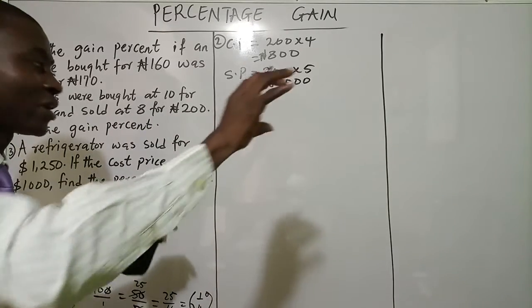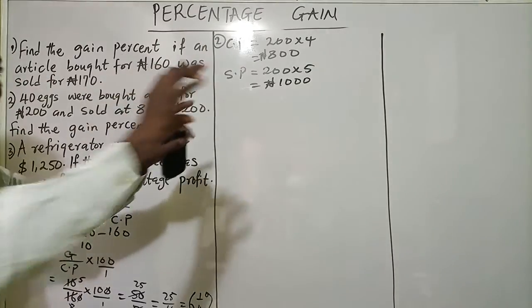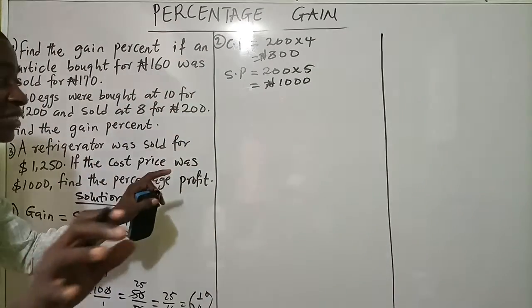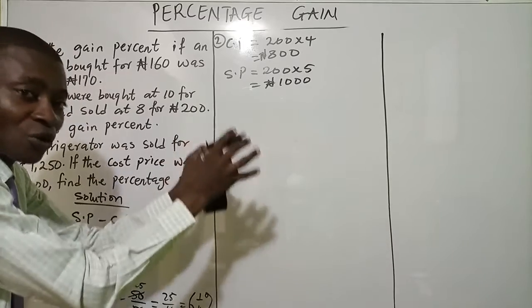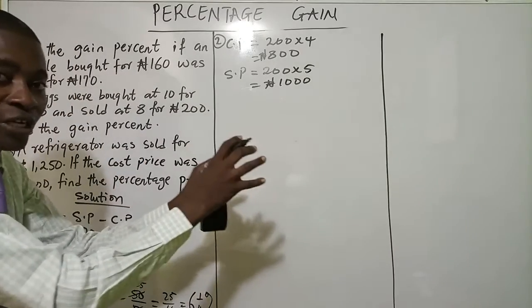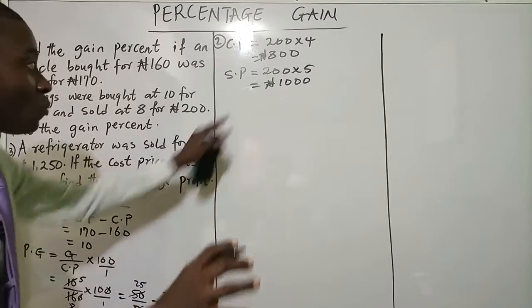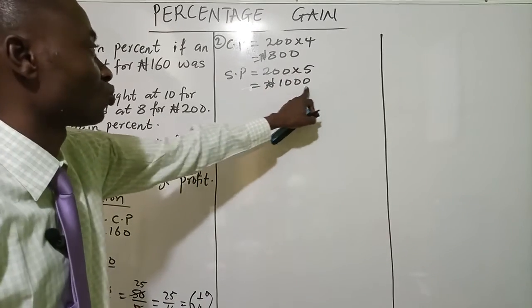If I have 40 eggs, bringing it out, 8, 8, 8, 8, I'll have 8 in one place, 8 in one place, 8 in one place, in 5 different places. Now, each of them was sold for how much? For 200. So what is the total selling price for all of them? That would be 200 times 5.